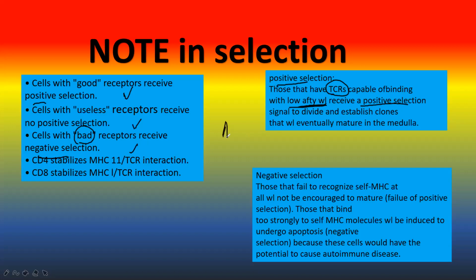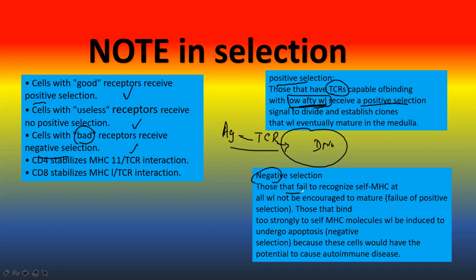For example, when an antigen binds with the T cell receptor, the receptor gives a message inside to the DNA of the T cell. If the cell has low affinity for antigen, meaning the binding is not much stronger, then these cells are positively selected. What does negative selection mean? Negative selection.